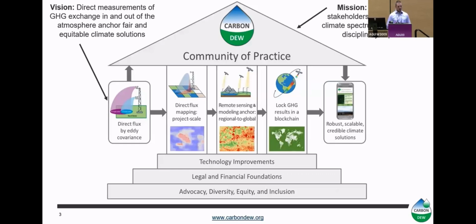Our vision is that direct measurements of greenhouse gas exchange in and out of the atmosphere anchor fair and equitable climate solutions. And we're going to dive in a little bit deeper what that means and what the tools are that we can use for that. And our mission, to roll it out, is to bring together stakeholders across the entire climate spectrum to unlock cross-disciplinary expertise.